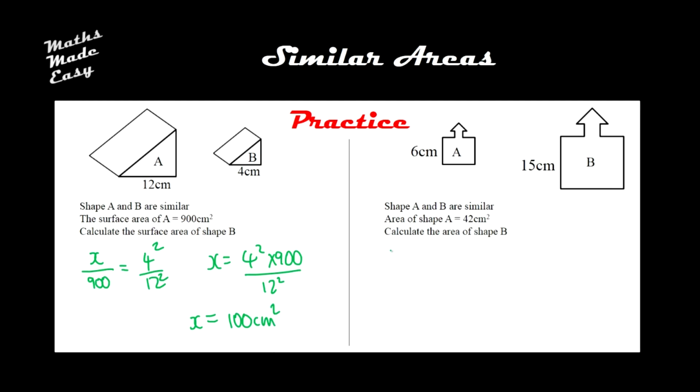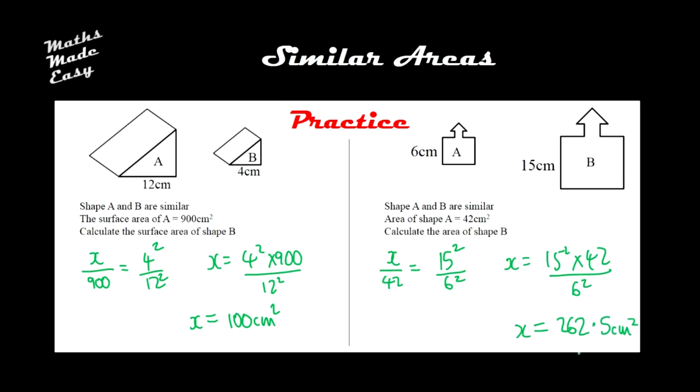And for the second one here, so we've got x over 42 equals, so x was from B, the larger one, so I want the larger length over the smaller length. I must square my length scale factors, so I end up with x equals 15 squared times by 42, and then divide that by 6 squared. And when you type this into the calculator, you would end up with 262.5 centimeters squared.